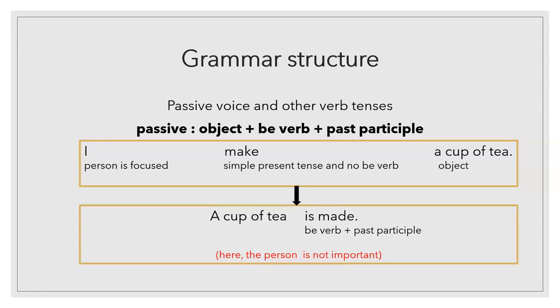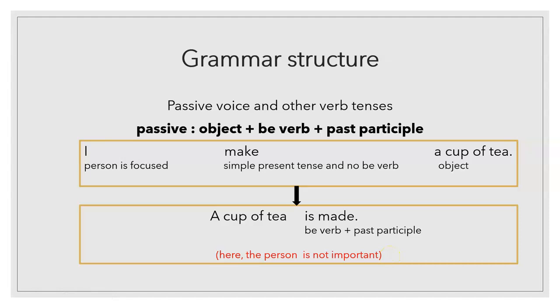A cup of tea is made. We can notice that the object, a cup of tea, is now the subject of the sentence. The verb make, which was in simple present tense, is changed to made, where it is in the be verb plus past participle form. The subject, that is I, or the doer, is no longer important in the passive tense as we focus on the action more. Hence, the person is not mentioned here.